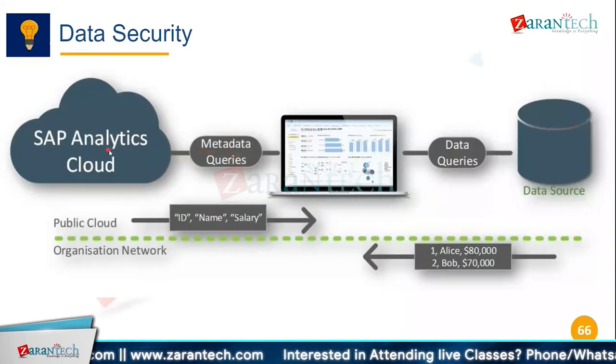So when you trigger something in SAC, we will have metadata queries, which in turn trigger the data queries, which are triggered as a query to the database or the data source. So that is how the flow happens. From the public cloud, it only sends the metadata for a live connection. Metadata is the name of the dimensions: ID, name, and salary. Once you trigger these metadata queries, the system will send the data queries. If you see, ID is 1, name is Alice, salary is $80,000, something like that. So this is how the flow happens.